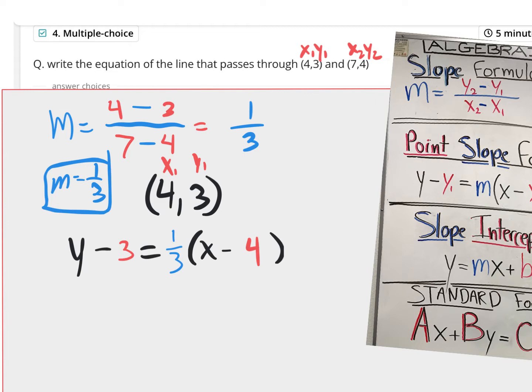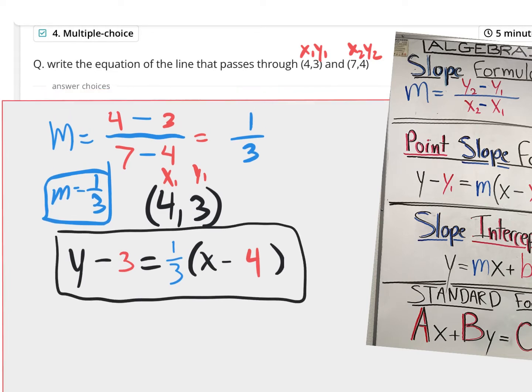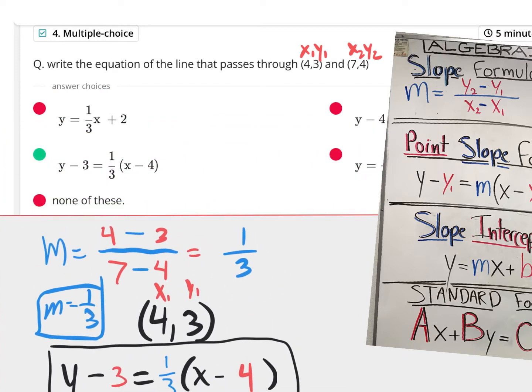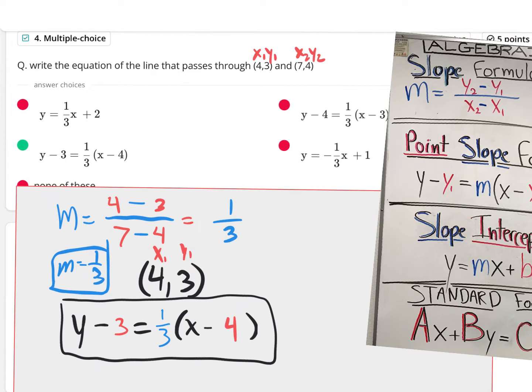Okay, so what we should do is double check our answers, because it is a multiple choice problem. Double check our answers and see if we see this point slope form equation. And we do have, let's see, this exact point slope form equation right here. Y minus 3 equals 1/3 x minus 4. There it is. Y minus 3 equals 1/3 x minus 4.